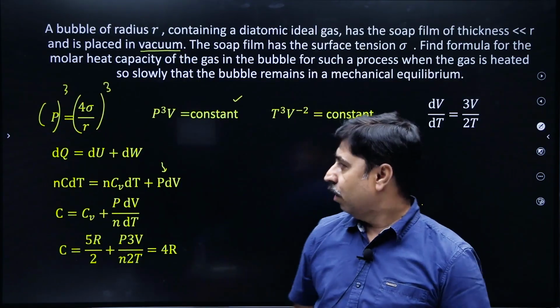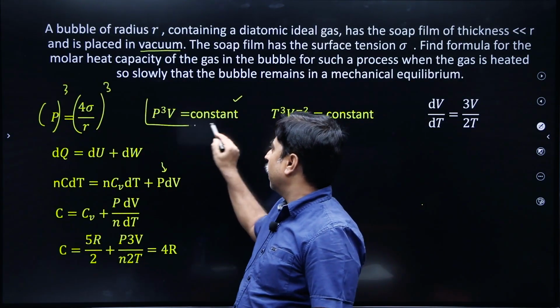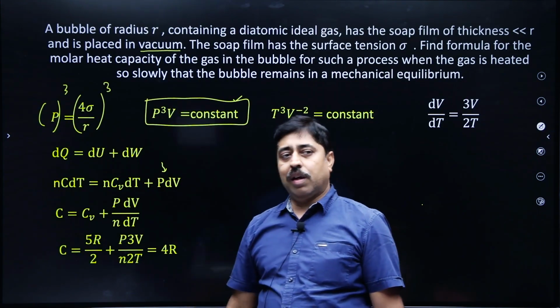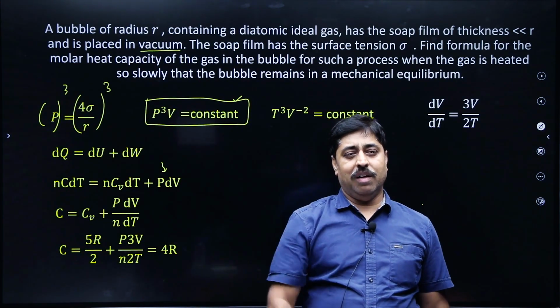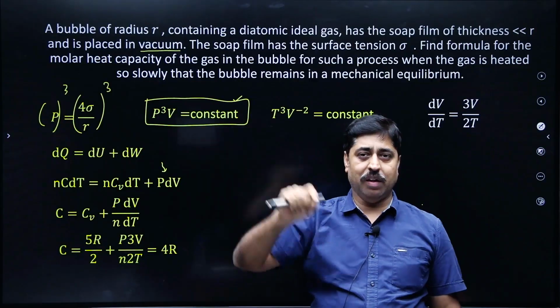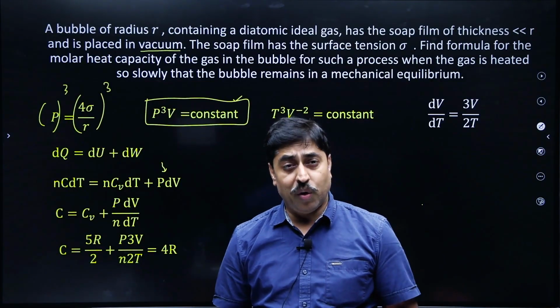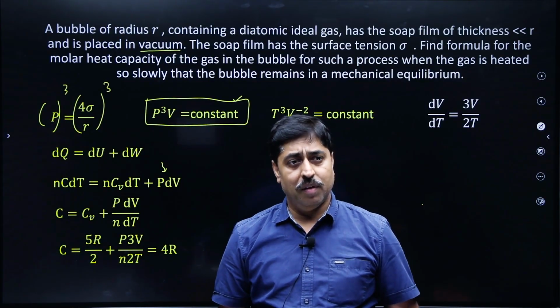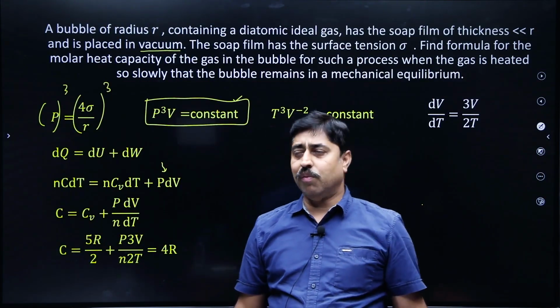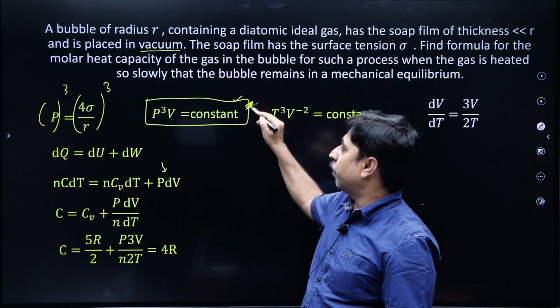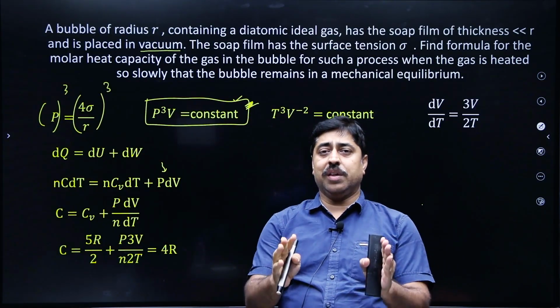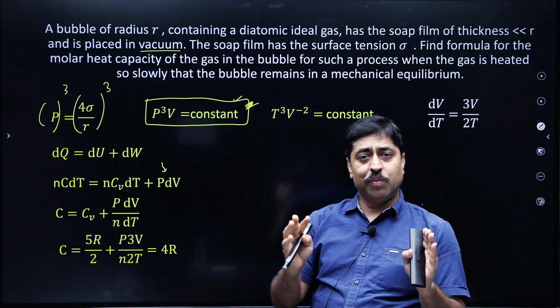Many of you must have memorized that this is a polytropic process, and that for such a polytropic process this is the formula for specific heat capacity. Yes, you can use that formula directly to get the value of specific heat capacity, but the critical thing in this question was to obtain this expression. This is the relationship that you were supposed to find.